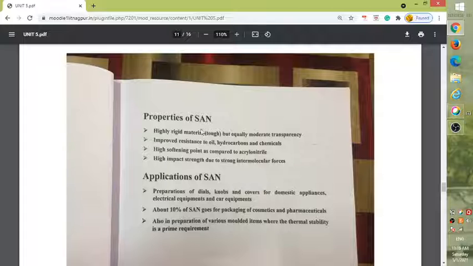Properties of SAN: highly rigid material, tough, but with moderate transparency. Improved resistance to oil, hydrocarbons and chemicals. High softening point as compared to polyacrylonitrile. High impact strength due to strong intermolecular forces.